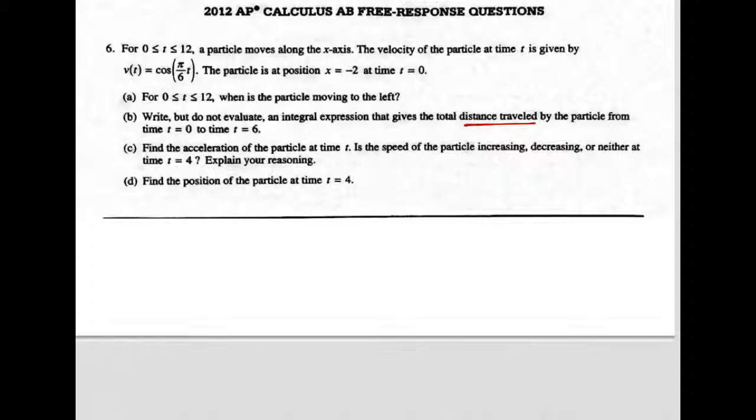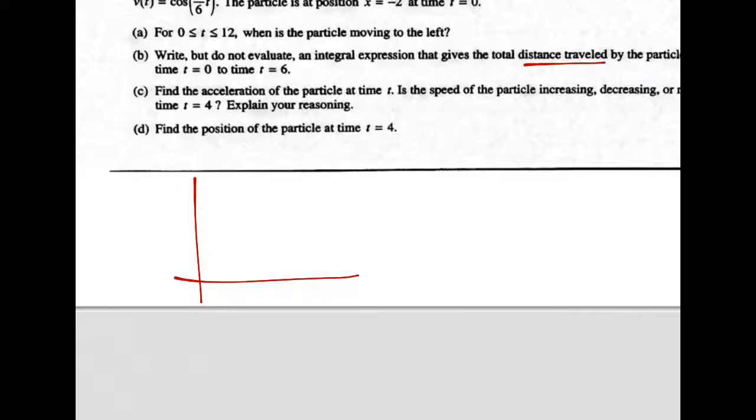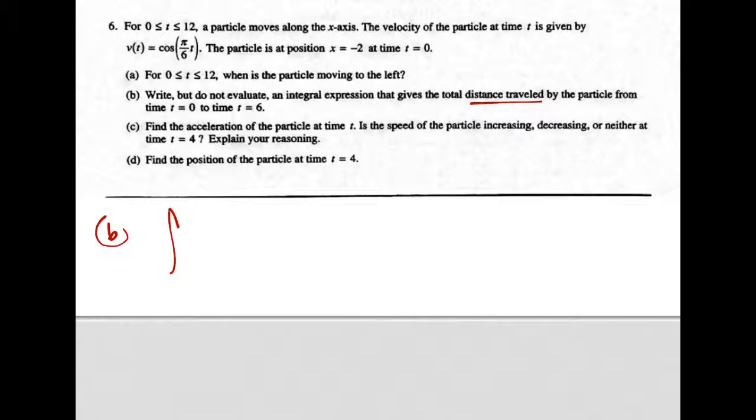If I have a rate function, remember we talked about a rate function, if I have a rate of like time and position, then the area underneath is the distance traveled, and that's represented by the integral. So for part B, the integral would be from 0 to 6 of cosine of the velocity, right? Pi over 6 times t dt. There we go.